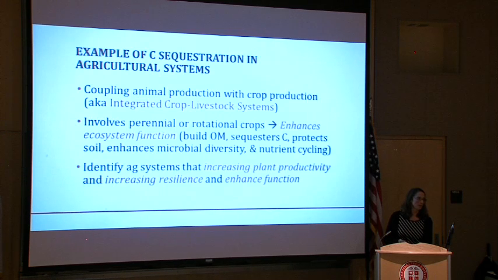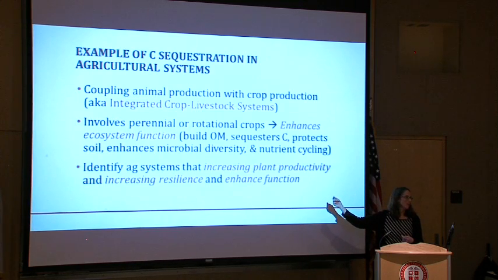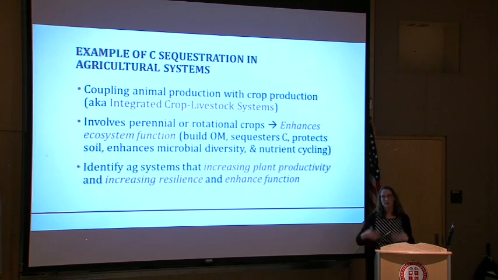From an ecosystem perspective, this translates into building organic matter, that's what we want, that stores and sequesters carbon. At the same time, we're protecting and aggregating that soil together to resist wind and water erosion. And it's really driven by the actions of this vast genetic diversity of the microbial community that's stimulating the process and transformation of organic residues into stable carbon and nutrient cycling.